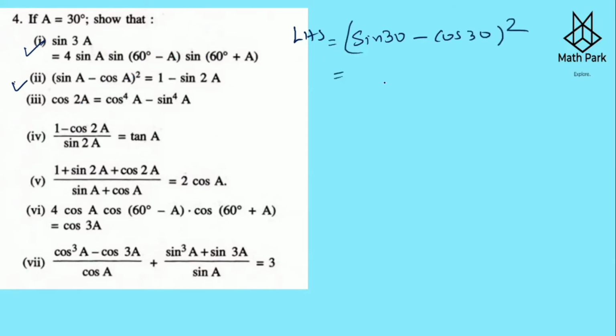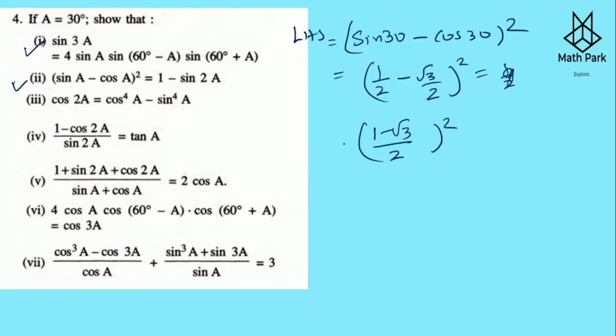So, sin 30 is 1 upon 2. Cos 30 is root 3 by 2, and the square of this. So, 1 by 2 minus root 3 by 2, this is going to be (1 minus root 3) upon 2, and the square of this. So, in the numerator, we have (1 minus root 3) the whole square.